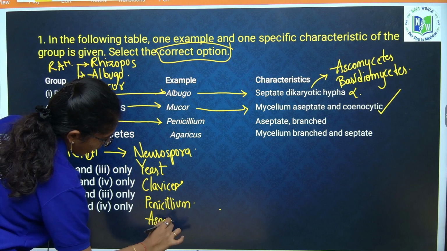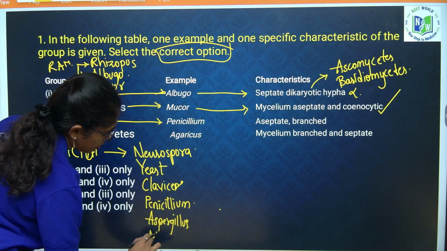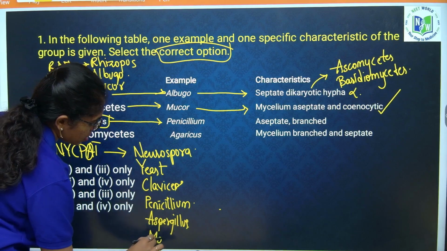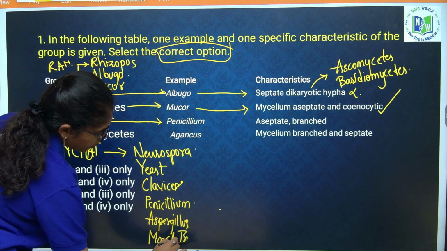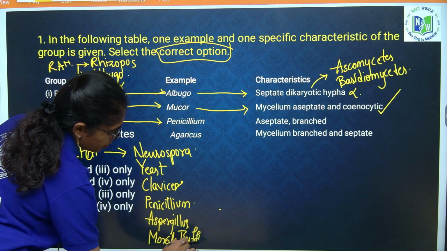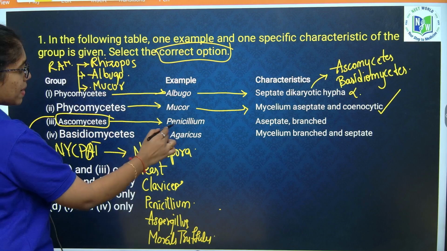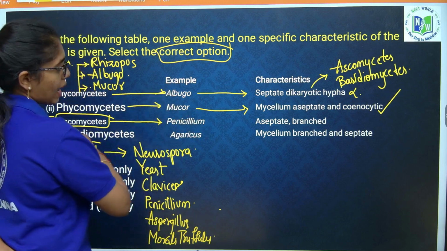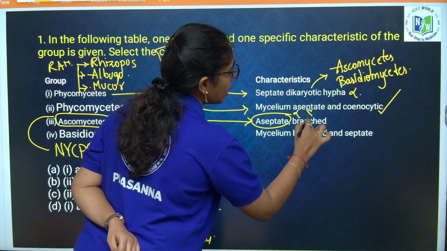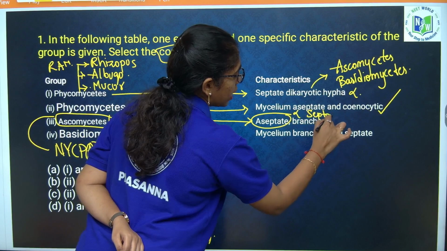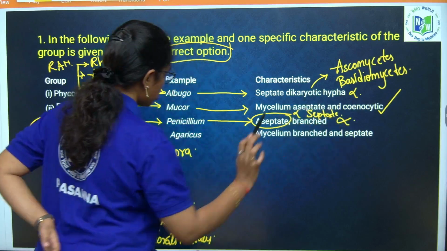Aspergillus, morels and truffles. Morels and truffles. Clear, beta? You can remember this as such. So yes, Penicillium is an example for Ascomycetes. They are aseptate and branched, he is saying. Wrong. They are septate and branched. So yes, this statement is wrong.